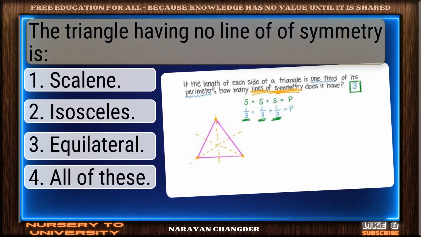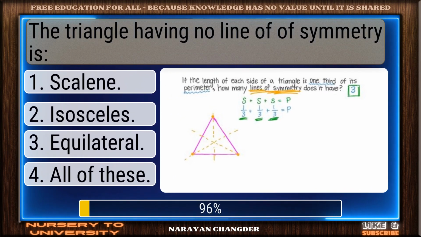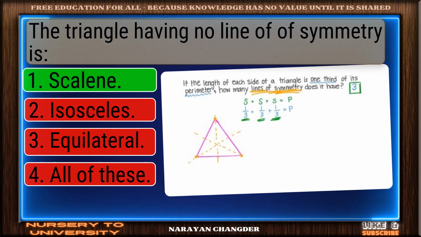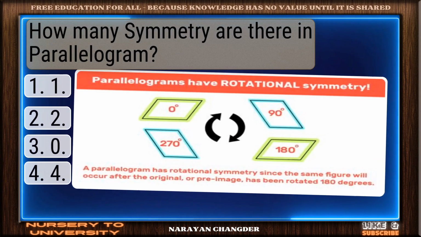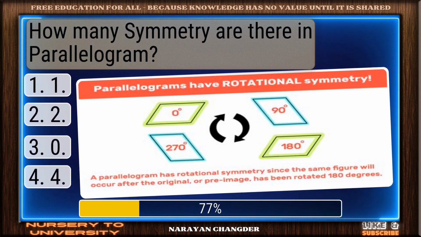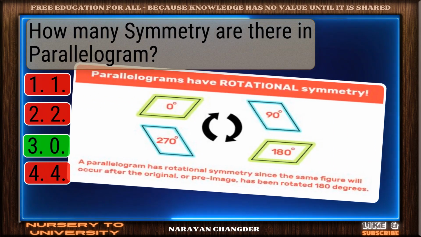The triangle having no line of symmetry is... You're right. Scalene is the correct answer. How many symmetry are there in parallelogram? Sharp thinking. Zo is the right choice.